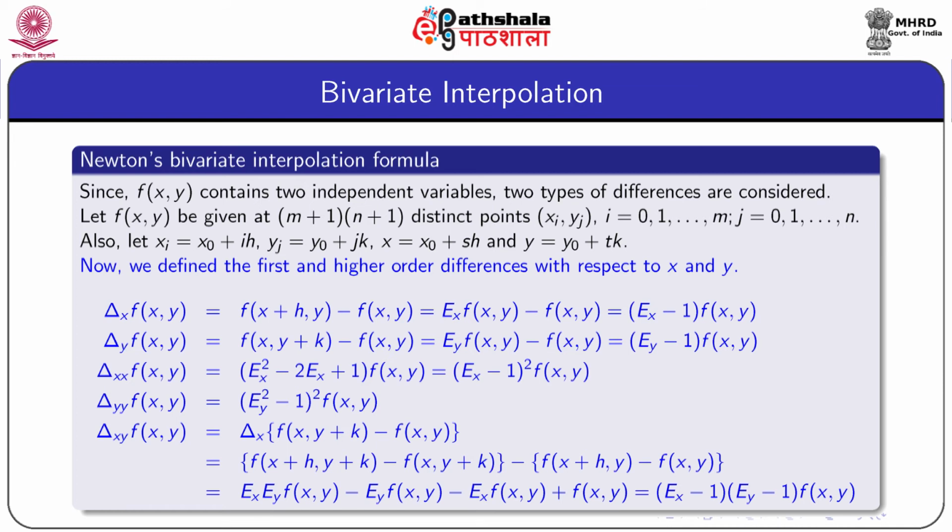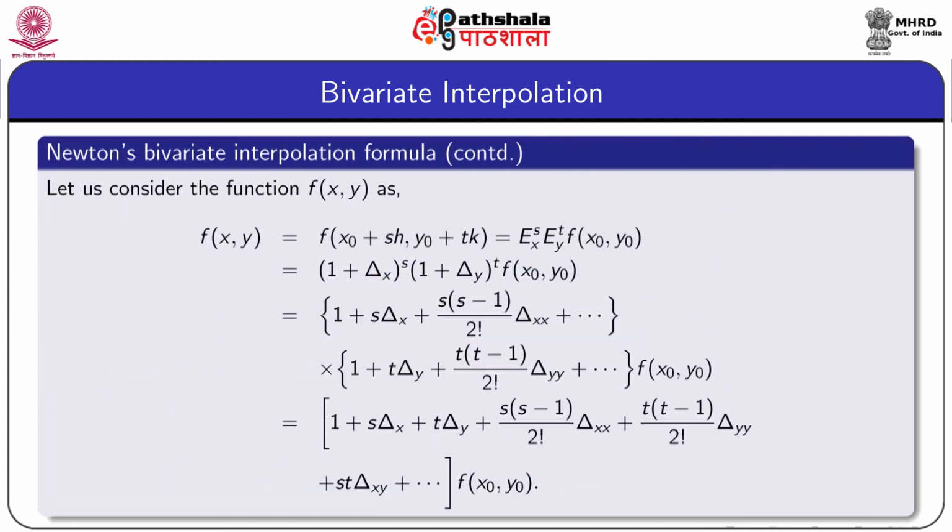And using the same concept, we can show that delta xy f of xy is equal to Ex minus 1 of Ey minus 1 of f of xy. So, these are the forward difference operators for the variables x and y. Now, let us consider the function f of xy as f of x0 plus sh. We have written that x equal to x0 plus sh and y equal to y0 plus tk, therefore f of xy is equal to f of x0 plus sh comma y0 plus tk, and this is equal to Ex power s of Ey power t of f of x0 y0.